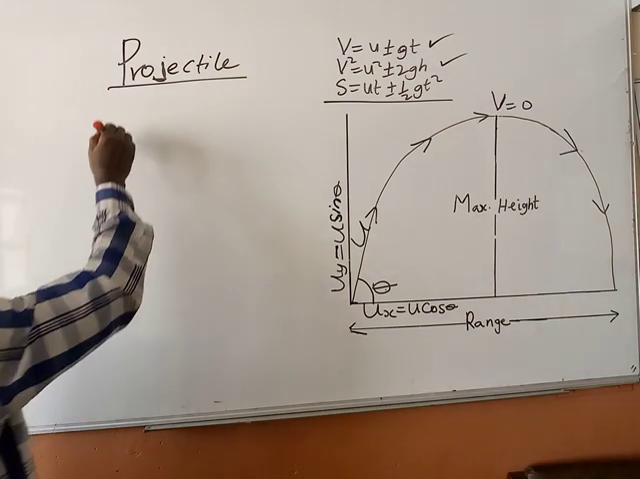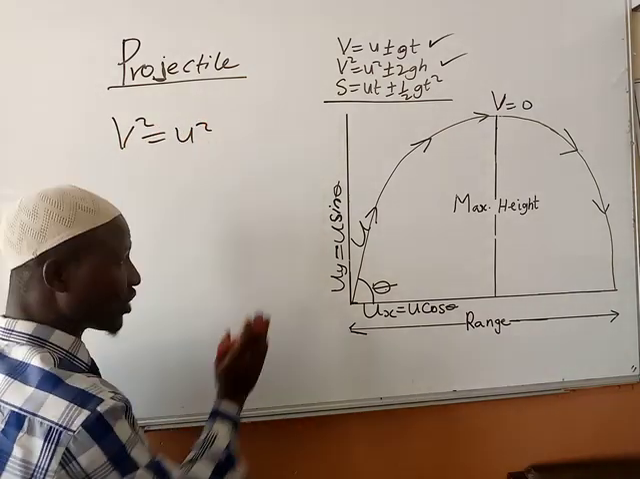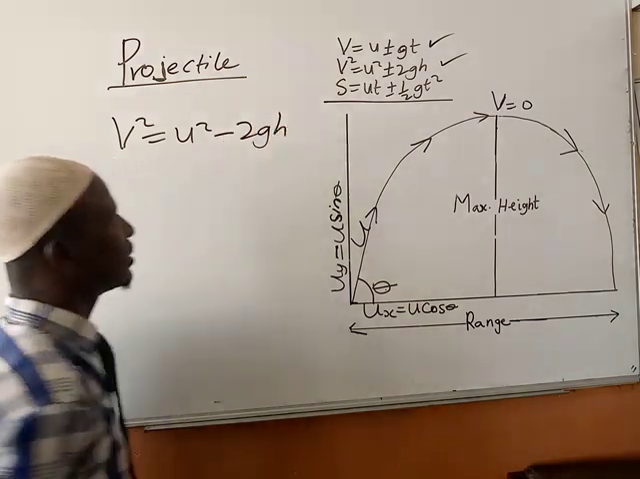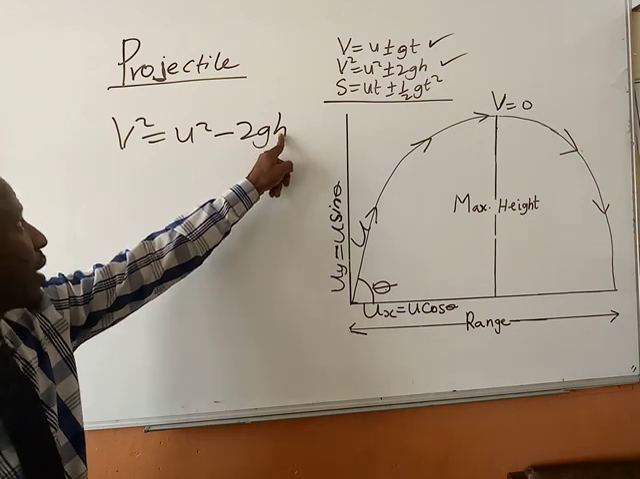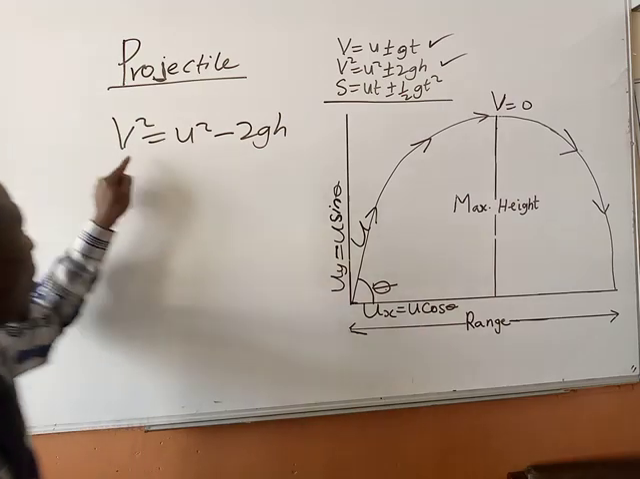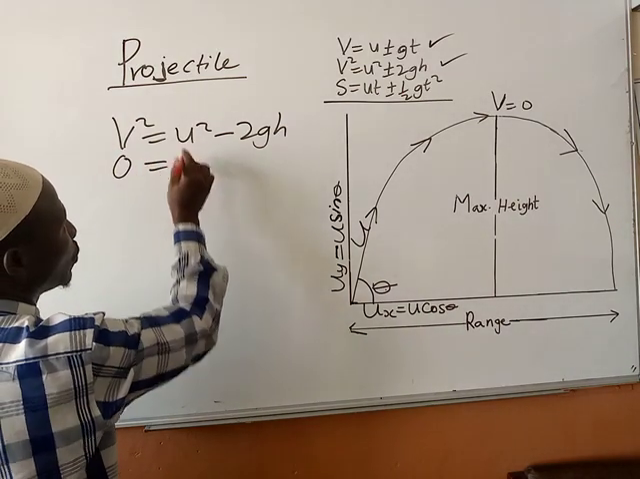So in that case, we have v squared is equal to u squared, because it's also going up, it will be minus 2gh. So our aim is to make this h the subject of formula. Then we replace u, where final velocity still remains what? 0. So we are going to have 0 is equal to u.